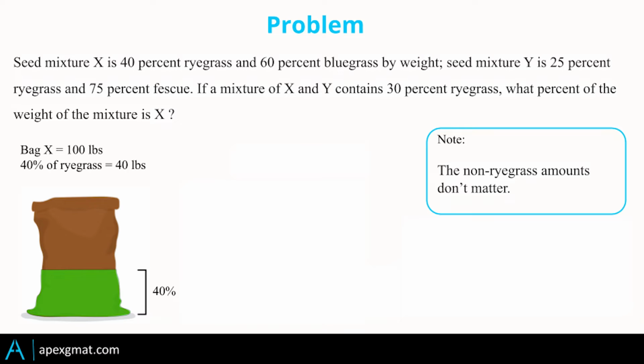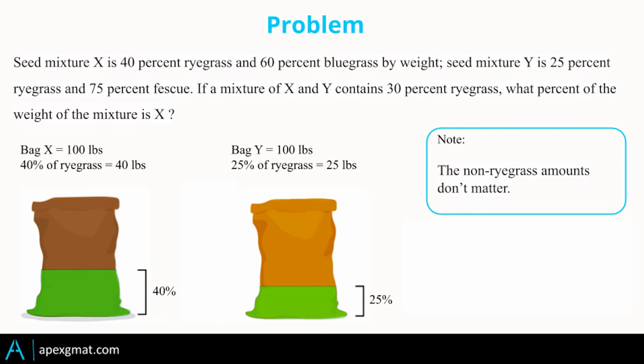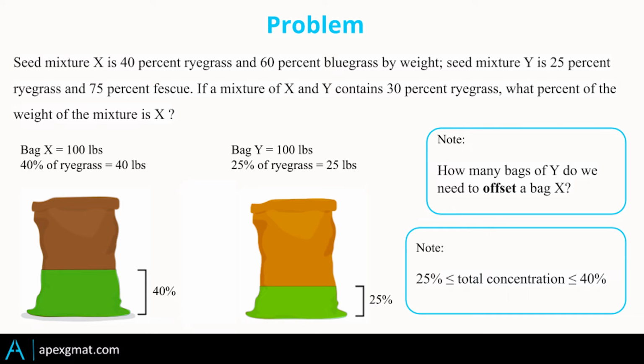Similarly, with Y, we have 25% of what matters. The core pivot question here, again: how many bags of Y do we need to offset a bag of X? And we say offset X, X has 40%, our target is 30%. And Y has, by definition, less than 30% because we're using it to offset. That is, whatever target amount we're going for has to be in between the percentages of the two bags. There's no way to mix up X and Y to get less than 25% concentration or more than 40% concentration.